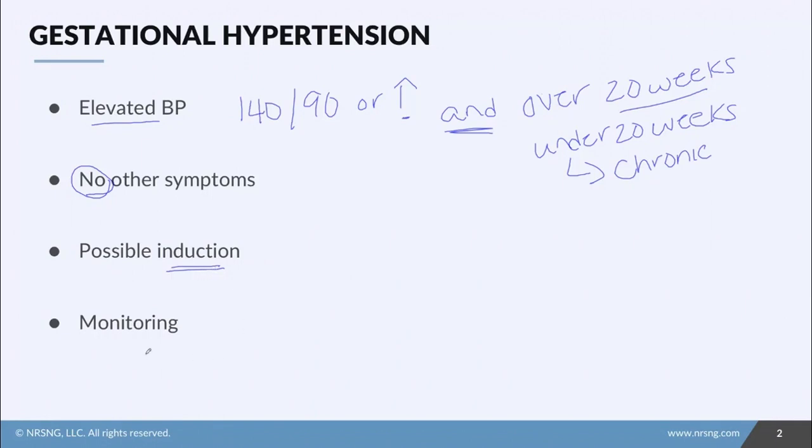Let's look at our monitoring. So what does monitoring mean? For this patient, monitoring is going to look like lab work: CBC, BMP, and checking the urine for protein, because we want to know if it's progressing so we can catch it and then treat it differently.